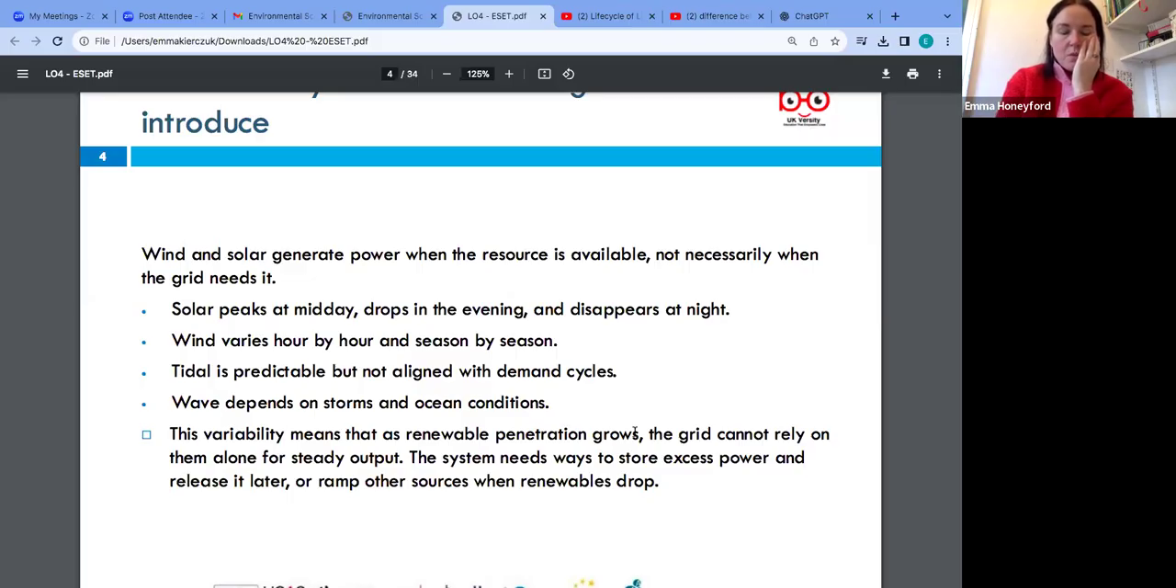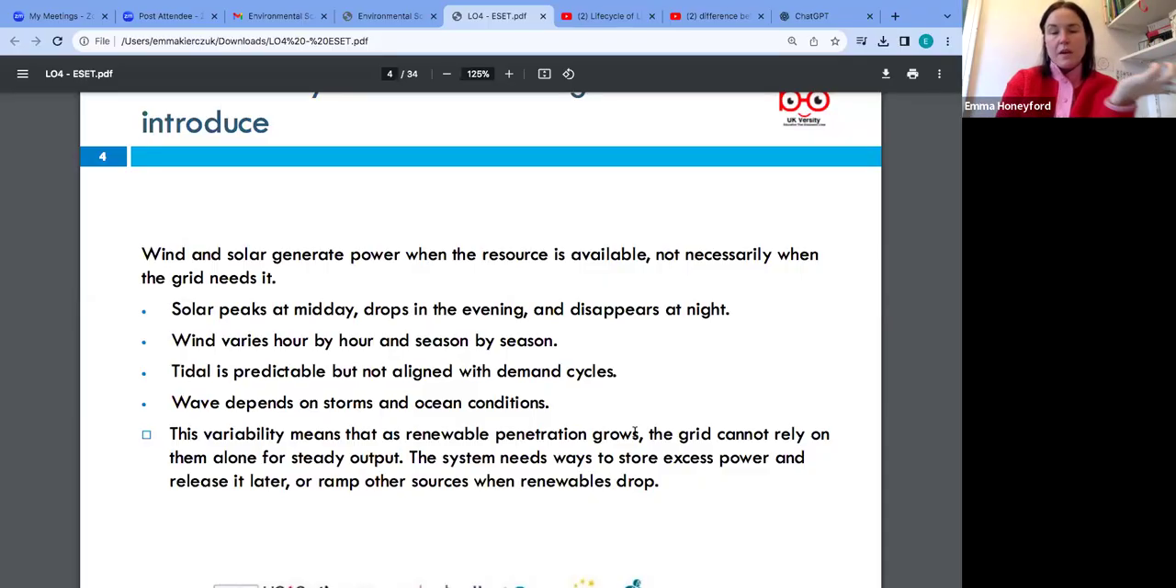So we know that, as an energy mix, renewable energy will have a massive role to play, but that alone is not going to be enough. We need to be really agile and flexible when we look to the future and the energy system that we use. So the system needs ways to store excess power and release it later, or ramp up other sources when renewable energy stops. So it's a bit of a trade-off.